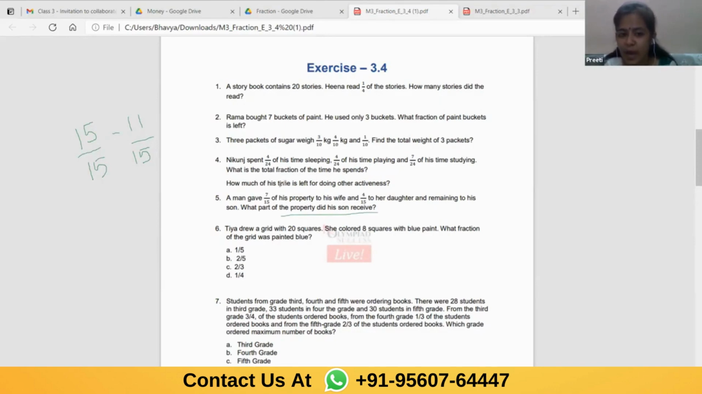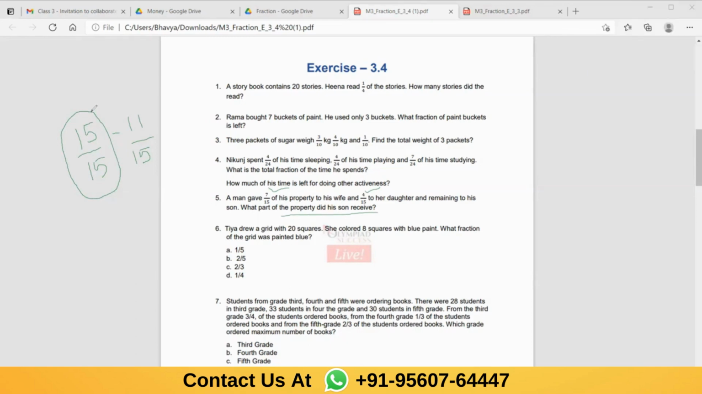Are you getting me? When you add both of them, you will get 11 by 15. And that you have to subtract from one whole that he has. And children, in these types of questions, always the denominator will tell me how to create one whole. Because in one whole, numerator and denominator are always the same. And the denominator tells me the number of equal parts into which he is dividing his one whole property. So, Boy Bobby, is this clear now? Yes, ma'am.